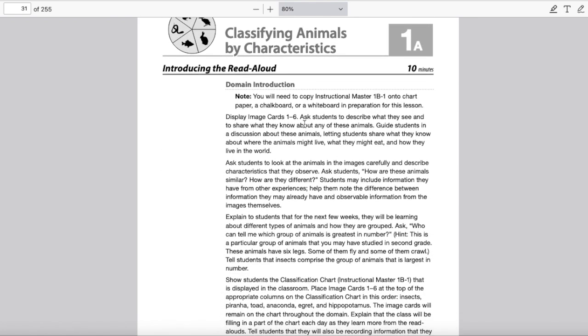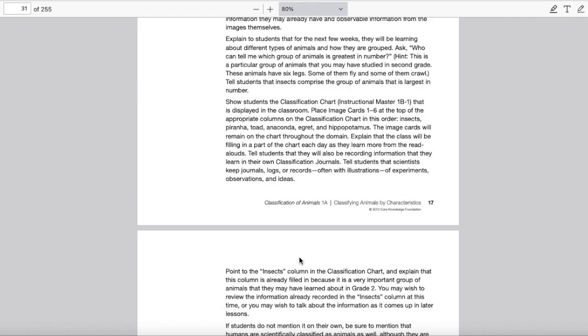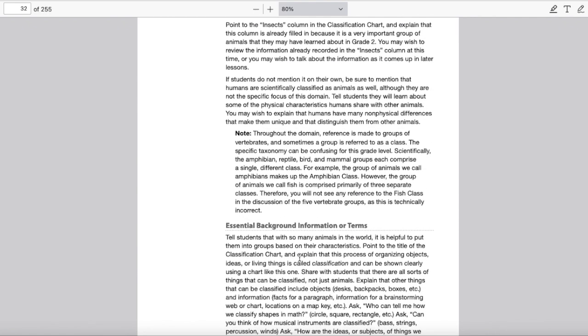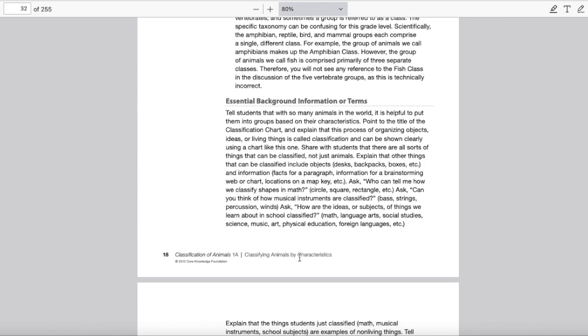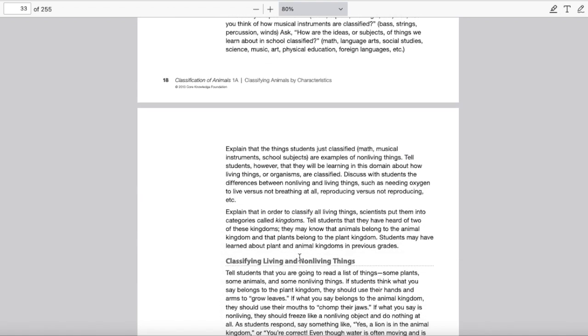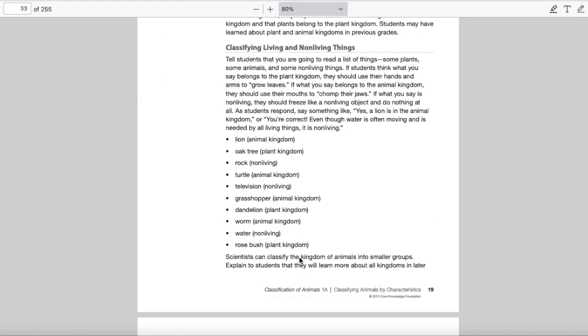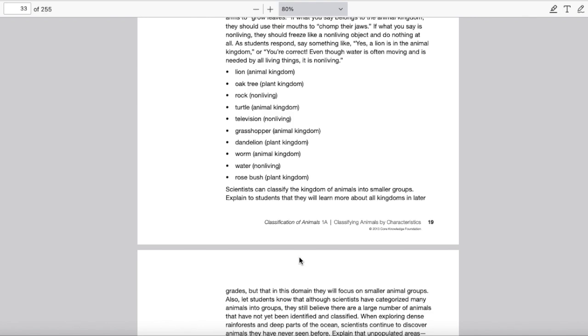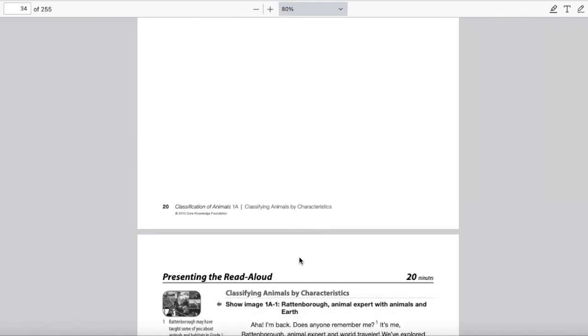Just like the other one, you're going to have a domain introduction. You're going to introduce your student to classification of animals, what we're going to be talking about. What does classification even mean? They're going to be getting a classification chart as well, which I will show you in a minute in the teacher resources. I didn't show you that in The Wind in the Willows, but there's always teacher resources at the end where you'll get your printouts.